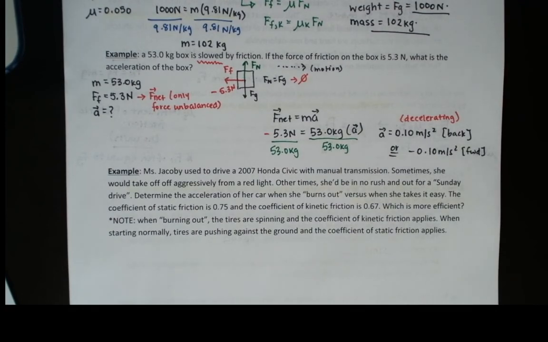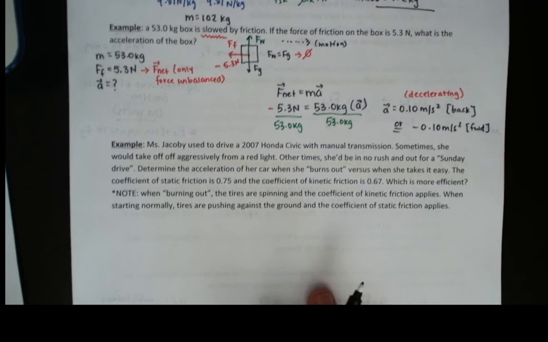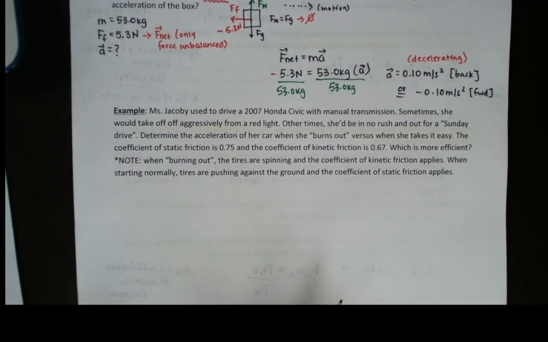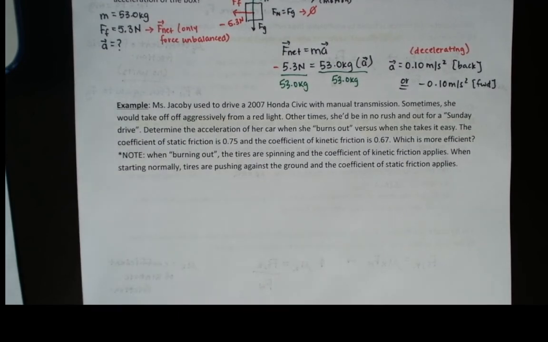Okay, this next example is a good one. You wouldn't necessarily need to be able to replicate this on an assignment. It's just kind of an FYI. So I used to drive a 2007 Honda Civic, loved it, manual transmission. Made me feel cool when I was driving around, so sometimes I'd rev my engine and aggressively drive at a red light. But most of the time I was just out for a leisurely drive.